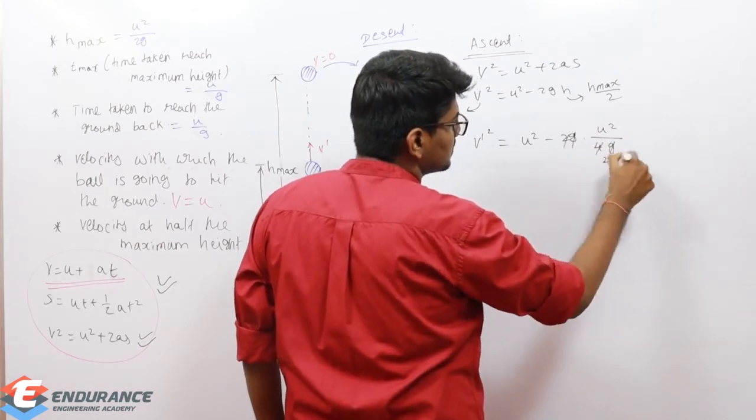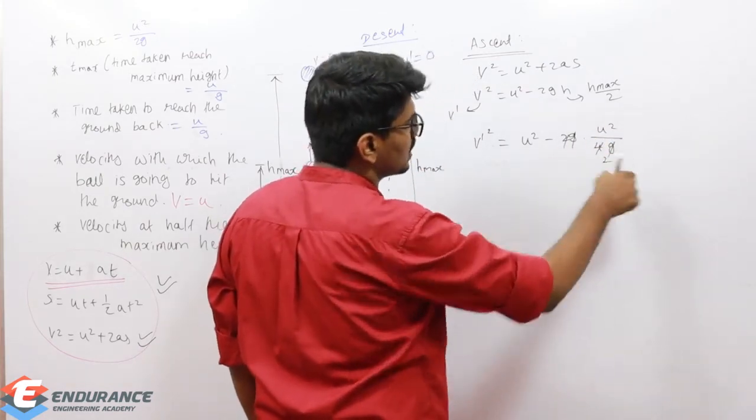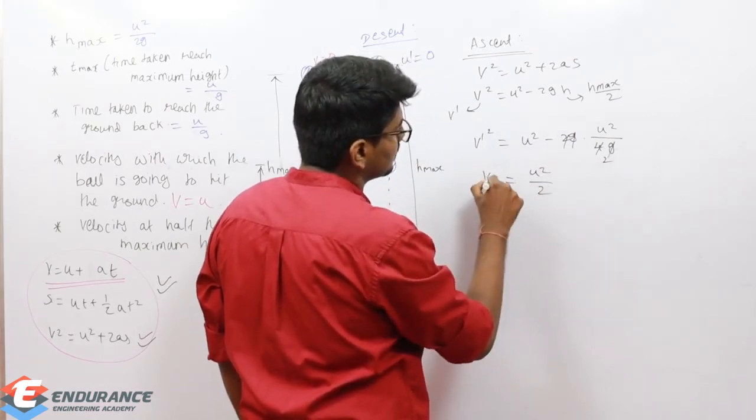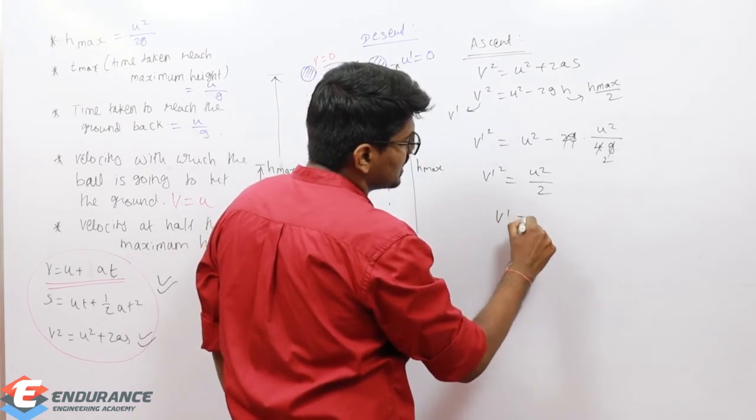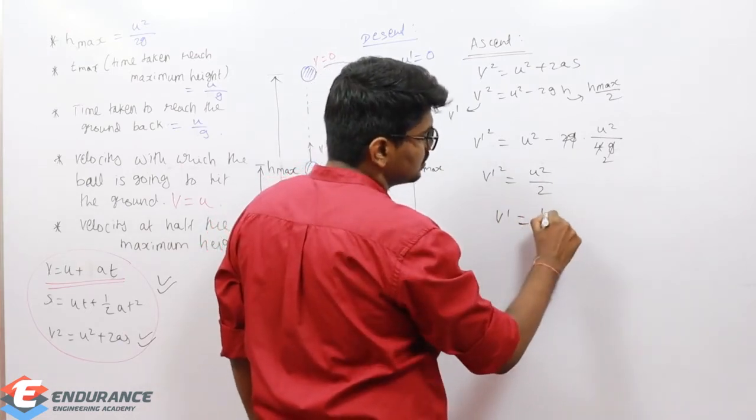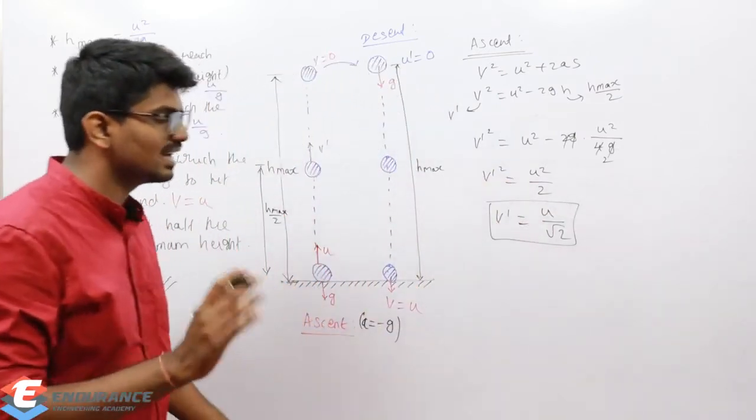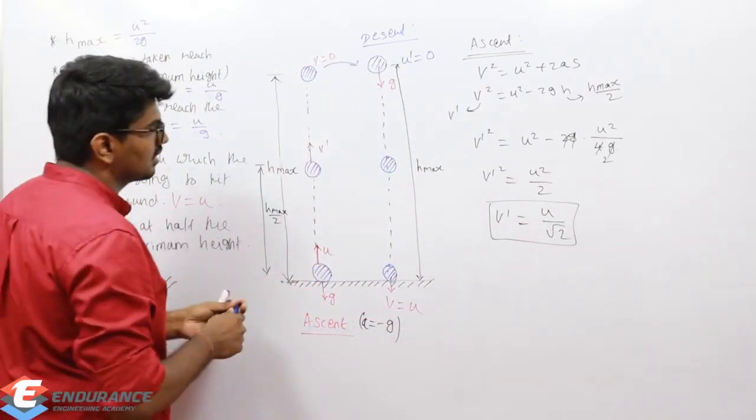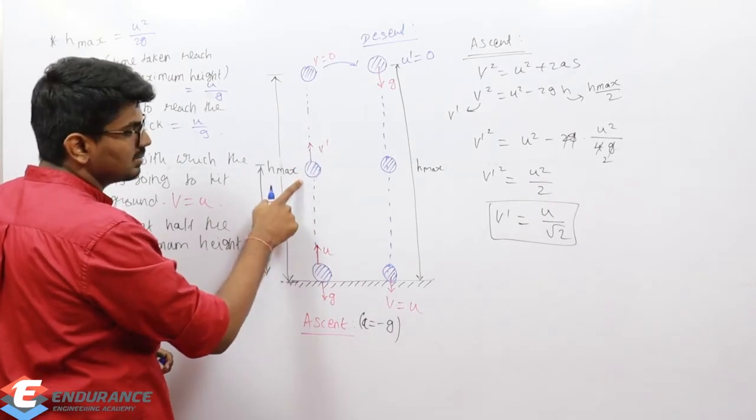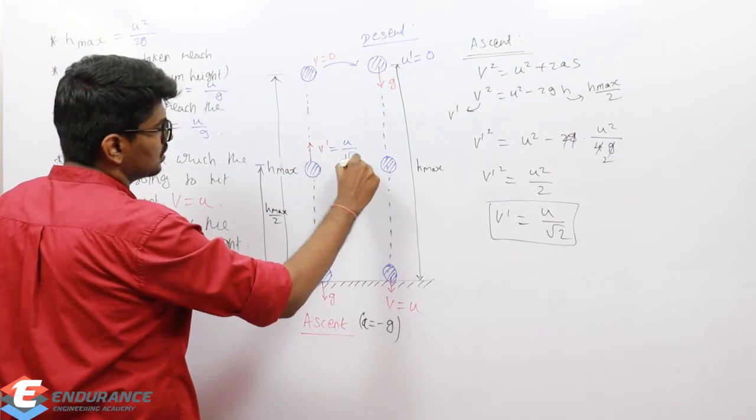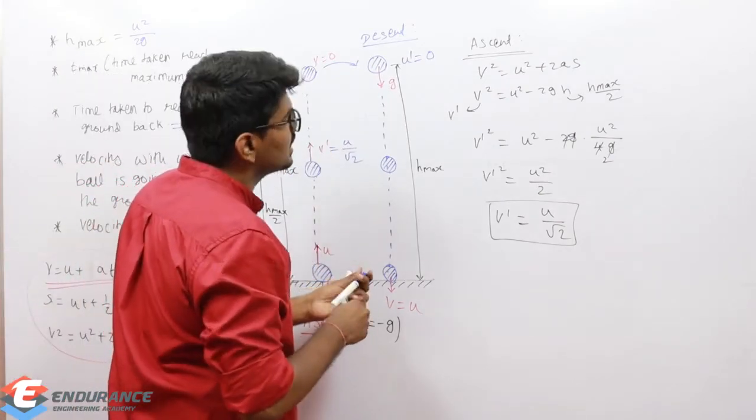G gets cancelled, this becomes 2, and U square minus U square by 2 is again U square by 2 only, V dash square. So finally, V dash will be the square root of U square by 2, which is U by root 2. So it is V dash, which is nothing but the velocity at half the mark when it is ascending. So U by root 2. What about the descending case?